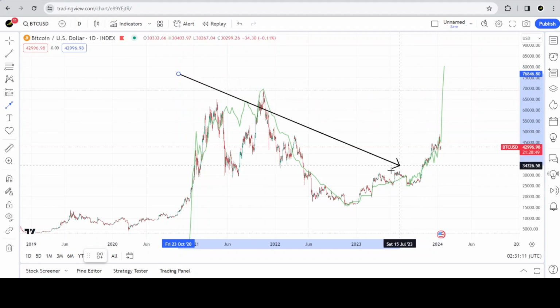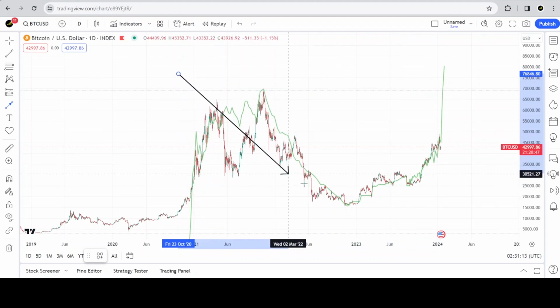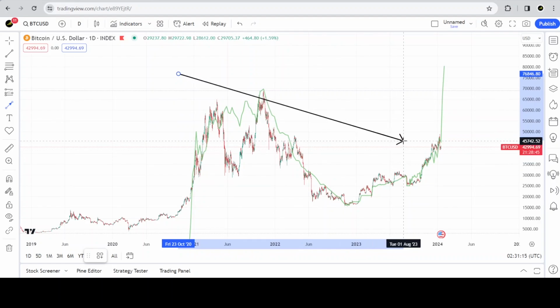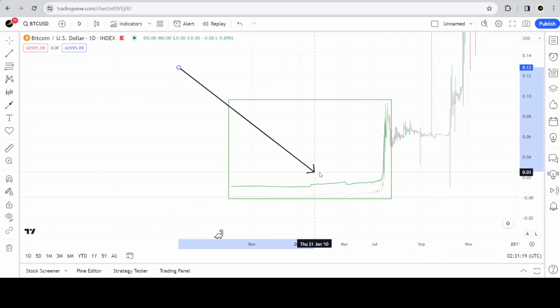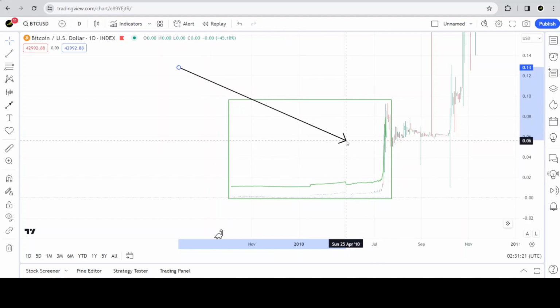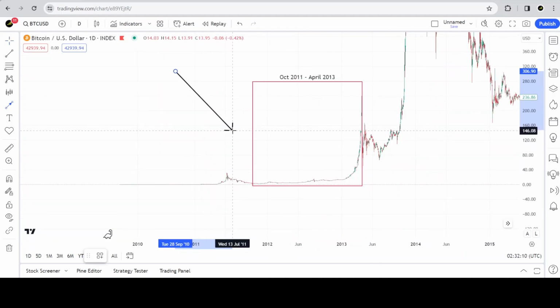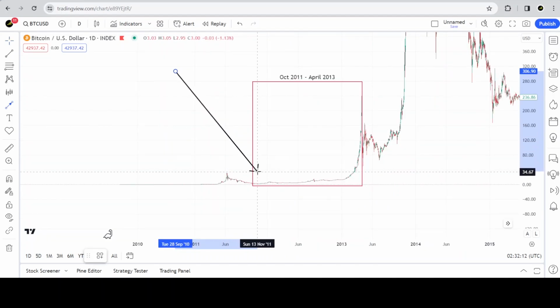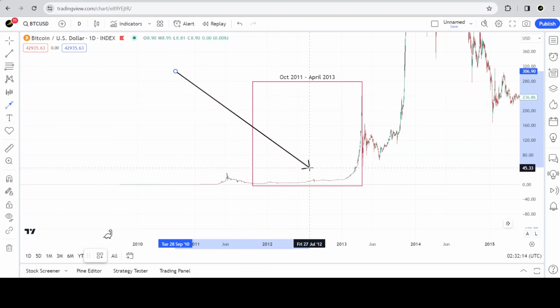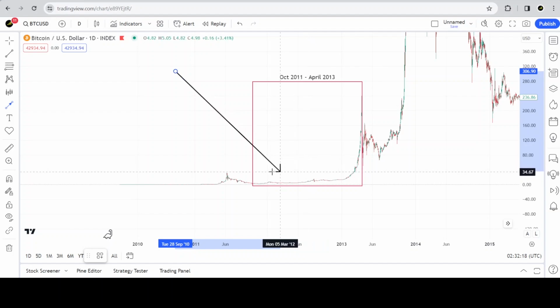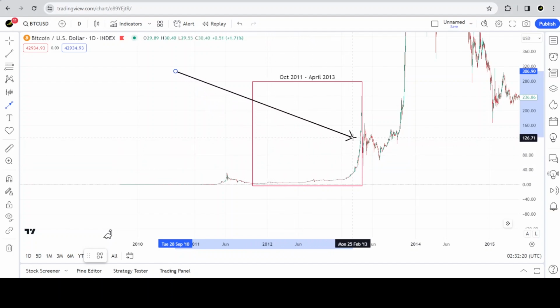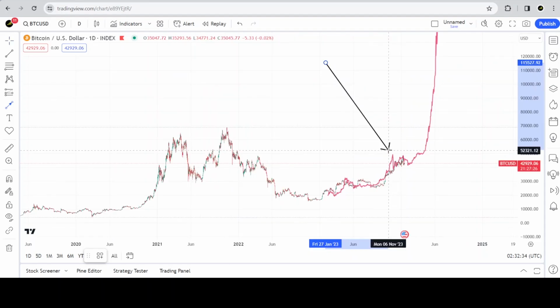I call this structure the Genesis fractal, and that is because it was the very first structure ever printed on the Bitcoin chart. Okay, so next I'd like to examine this structure right here that took place from October 2011 to April 2013. If we were to copy this structure and match it to today's current timing, height, and depth, it would look something like this.